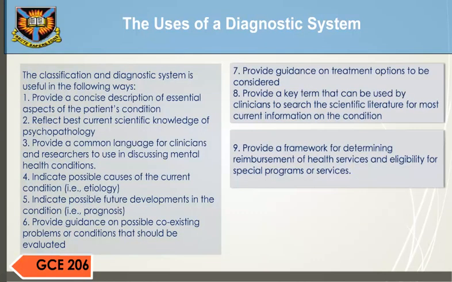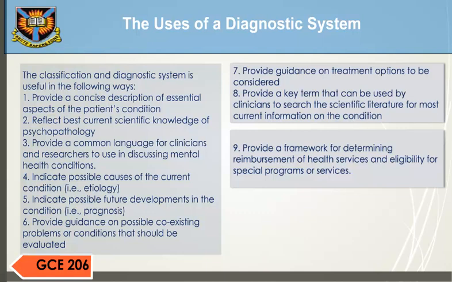The uses of a diagnostic system. The classification and diagnostic system is useful in the following ways. 1. Provide a concise description of essential aspects of the patient's condition. 2. Reflect best current scientific knowledge of the psychopathology. 3. Provide a common language for clinicians and researchers to use in discussing mental health conditions. 4. Indicate possible causes of the current condition. 5. Indicate possible future developments in the condition.